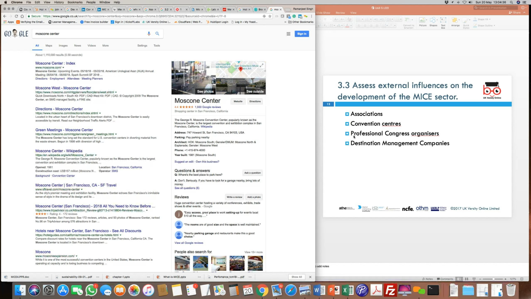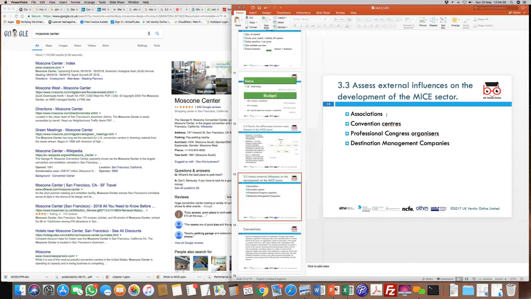Now, what are associations? If I have to name one here, I would probably name World Congress as one of the professional congress associations which happen within the European region. If I have to give you an example of a convention center, I've got Moscone Center here, which is based in San Francisco in California. And this is a media center where lots of different types of conferences happen. And this has an iconic value in terms of the different conferences or conventions happening within the center.